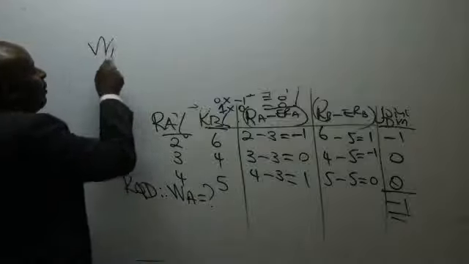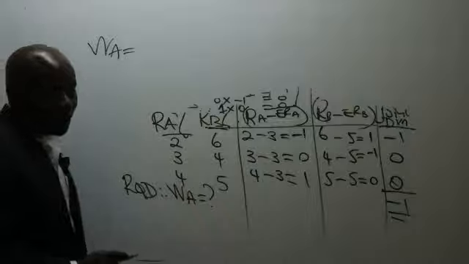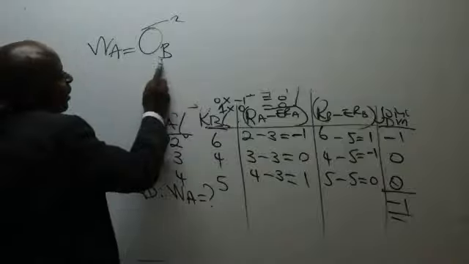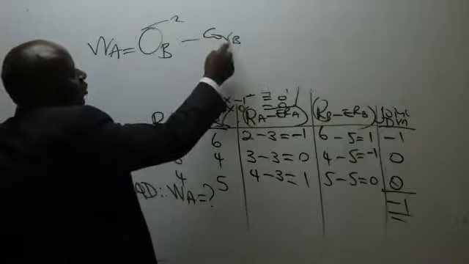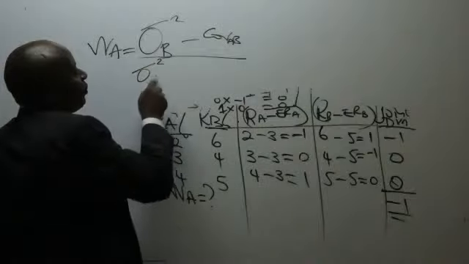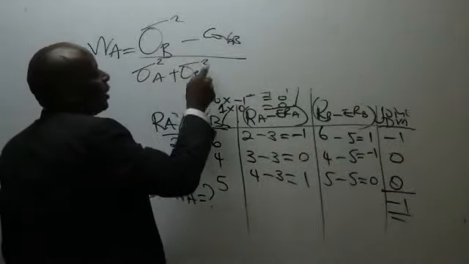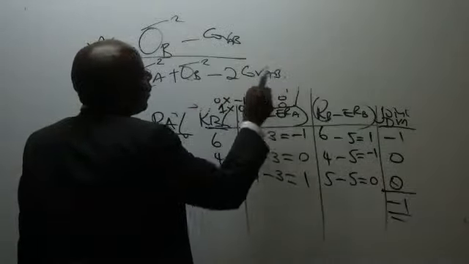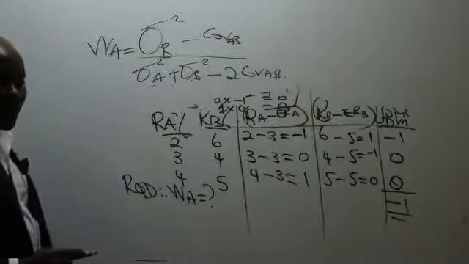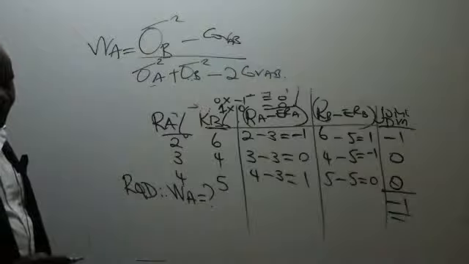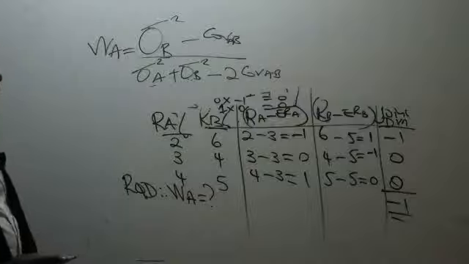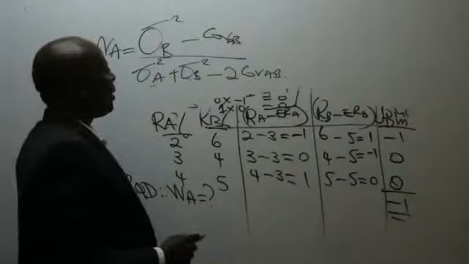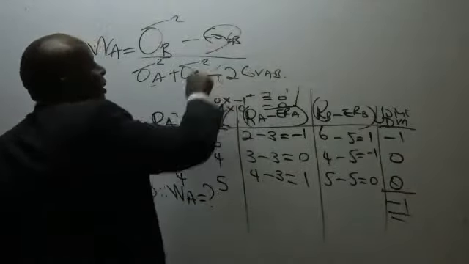Usisahau formula yetu ya WA. WA equals who? I gave you a formula. It is variance of B minus the covariance of AB that you have been able to give me, all over the variance of A plus the variance of B minus, now because there are 2 of them, minus twice the covariance of AB. So I've been able to take care of this second bit here, the covariances.